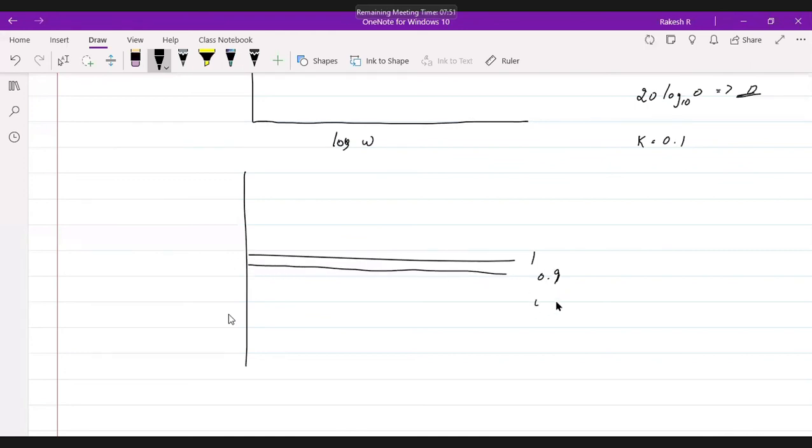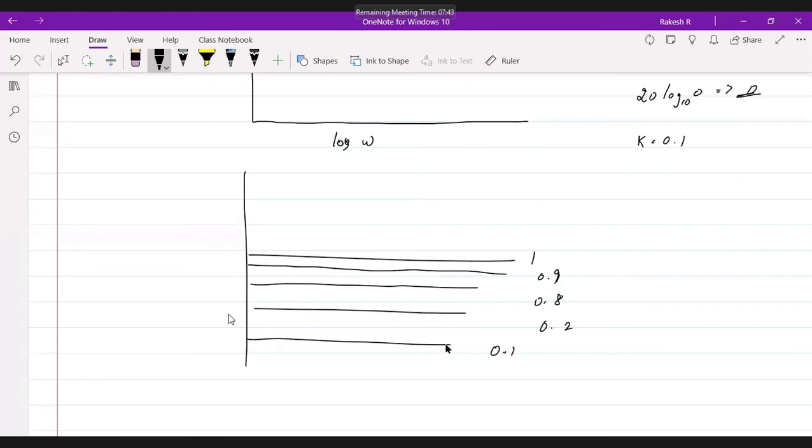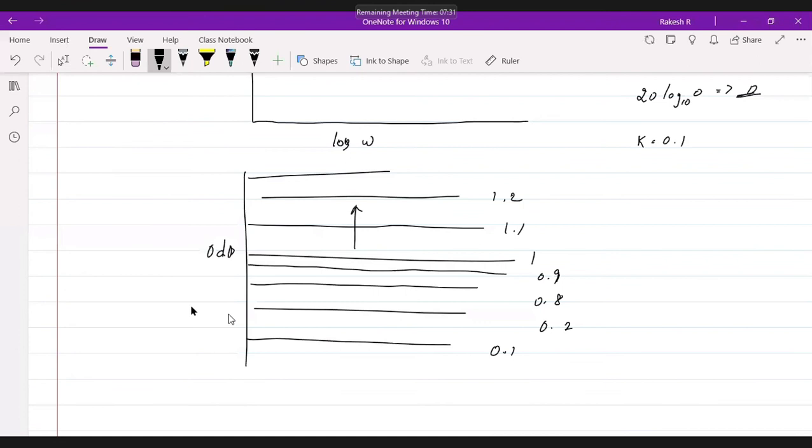Now 0.8, it will be coming here. Then 0.7, it will be coming here like this. Similarly, when you come to 0.1. Now when you start increasing the value to 1.1, 1.2 like that, it will be increasing above the 0 dB line. This is the 0 dB line here, minus dBs here and plus dBs here. That means for any system gain, you need to consider 1 as the base.